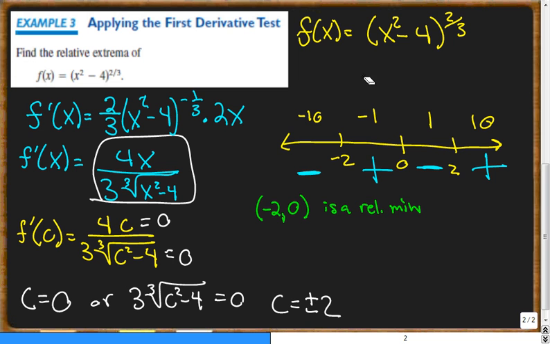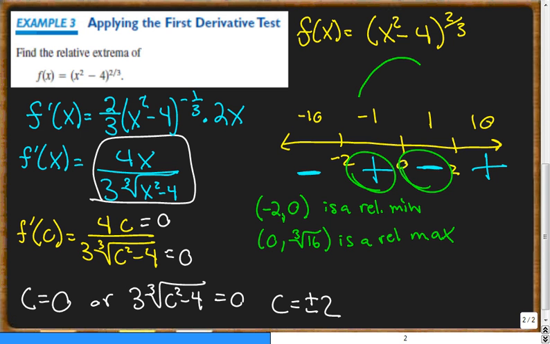Now, as we move on, 0 is going to make the cube root of 16. Because we plug this in, we get negative 4 squared, which is the cube root of that. So we end up with the cube root of 16. It's fine to leave it that way. It's also 2 times the cube root of 2, but I'm just going to leave this here. And that is a relative max. That's because it goes from positive to negative.